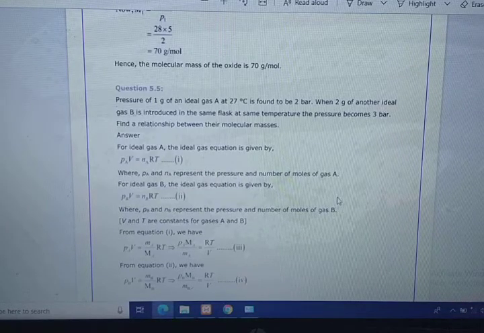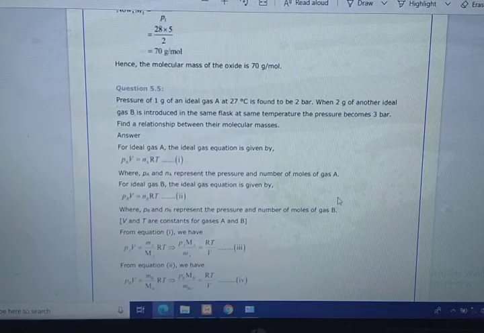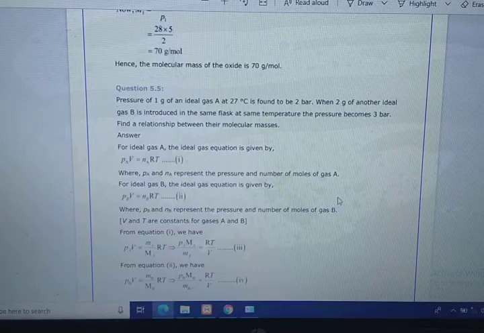For the ideal gas equation, you know very well, PV = nRT. For gas A, it will be PAV = nART, where PA and nA represent the pressure and the number of moles of gas A. For the ideal gas B, the equation will be PBV = nBRT, where PB and nB represent the pressure and number of moles of gas B. So from the equation, PAV = (mA/MA)RT, that is PA/MA = RT/V.